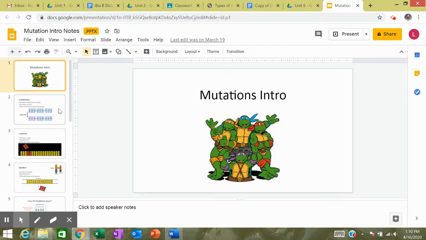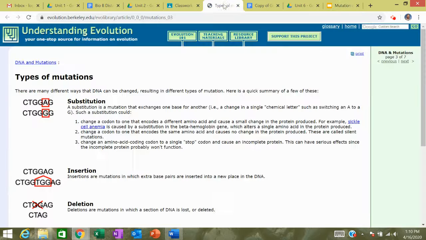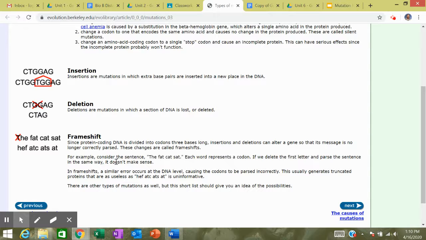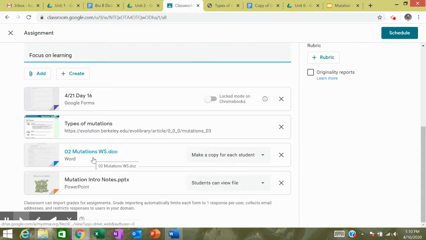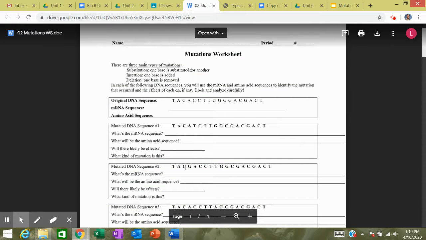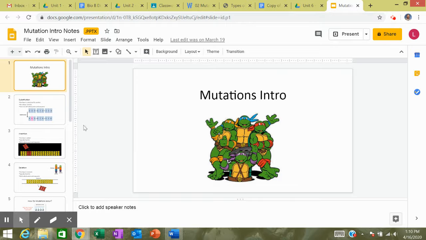But guys, you have started talking about genetics, and today was about mutations. I know there was the reading that talked about substitution, insertion, deletion, and frame shift, and then you were responsible for working on the worksheet that looks like this. For some of you, I understand this is probably very confusing, hence I'm making this extra resource with these notes and this video to follow.